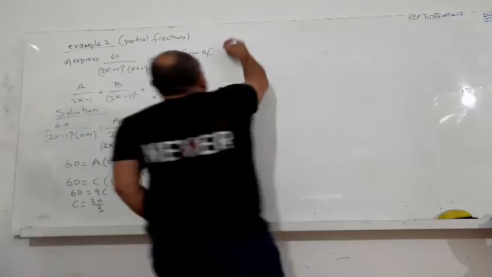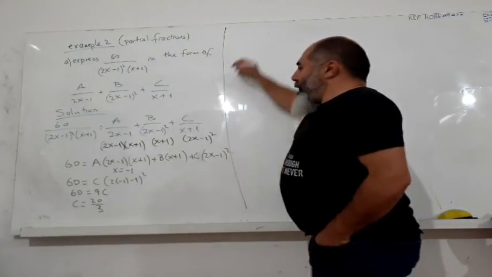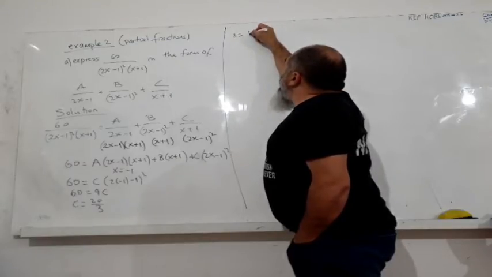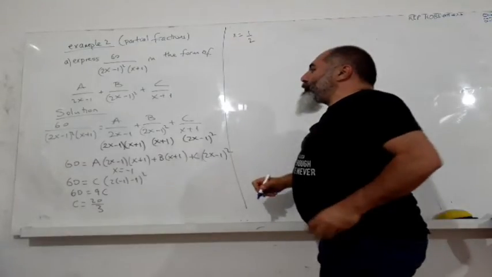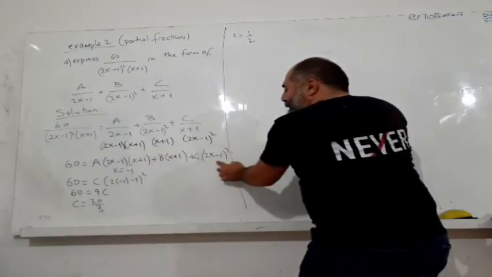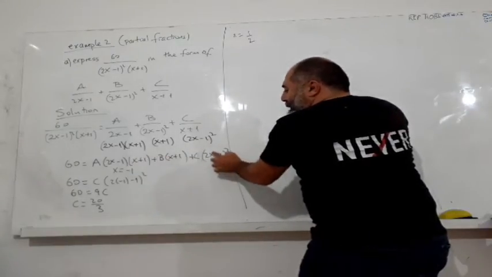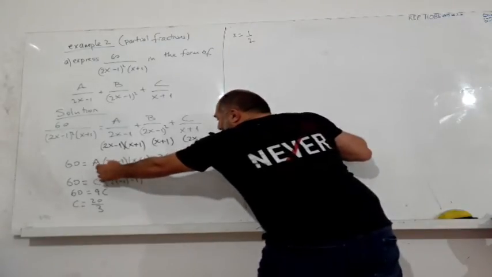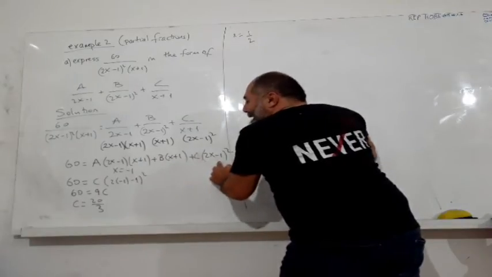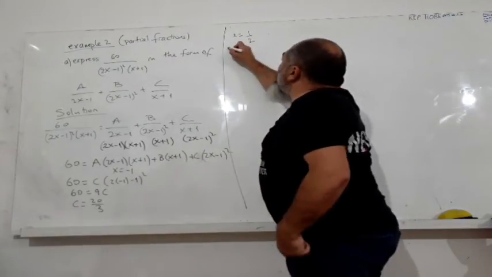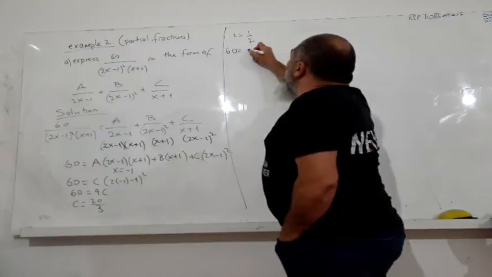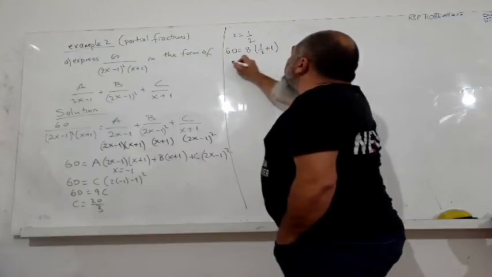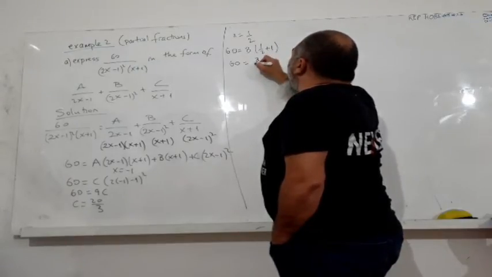Say that x is equal to 1 over 2. When x is equal to 1 over 2, that one and that one are going to cancel, because when we substitute 1 over 2 there, that makes 0, and that also makes 0. So a and c cancel, and we are left with only b. So 60 is equal to b times (1 over 2 plus 1). 60 is equal to 3 over 2 b. So b is equal to 40.